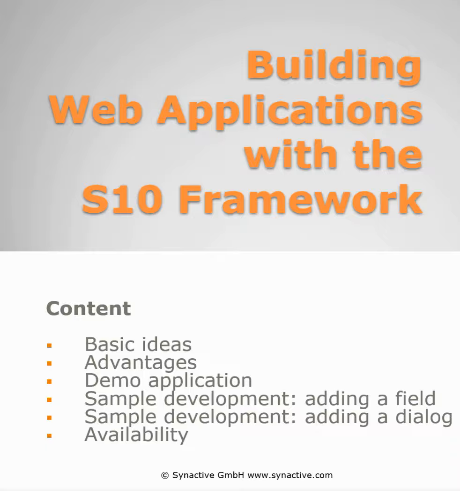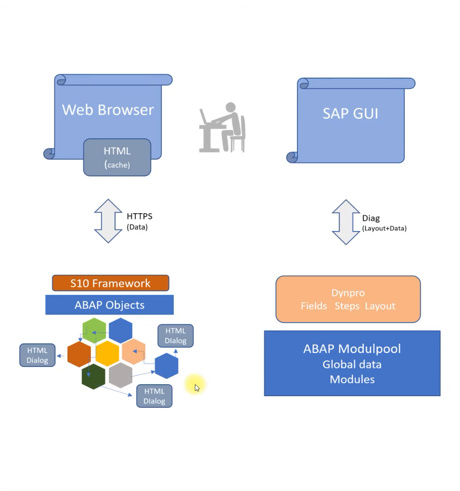The following provides an overview of our approach. The key principle of the S10 framework is to provide ABAP objects with a web user interface. Just as classic SAP screens and SAP GUI provide user interfaces for procedural ABAP module pools and function modules, the S10 framework provides a simple and direct web interface for the ABAP OO world. Each ABAP object can connect to the user via a dialog written in HTML.